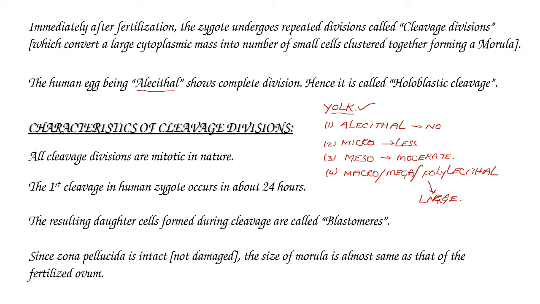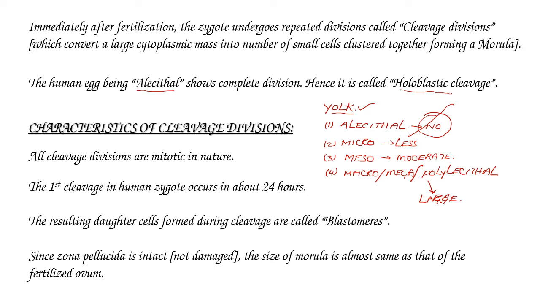So in human beings, the cleavage is called holoblastic because, due to the absence or negligible amount of yolk, the fertilized egg completely divides into two. Then it is called holoblastic cleavage.